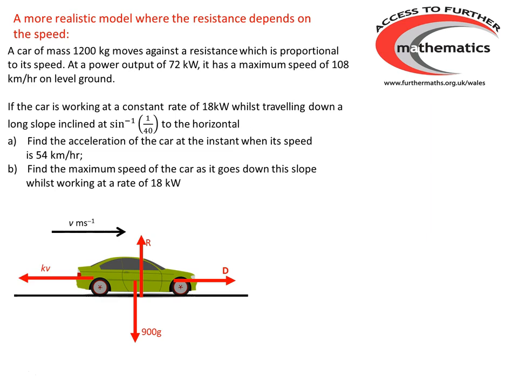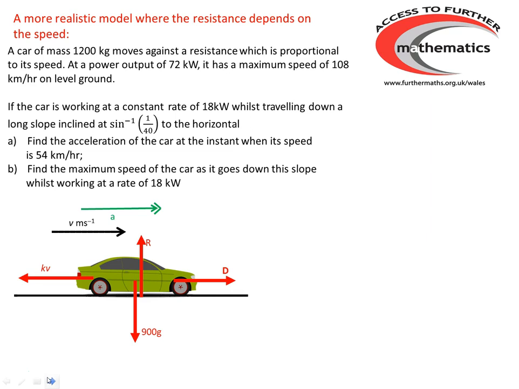Okay, so we've got the weight, we've got the normal reaction, we've got the driving force, and we've got the air resistance, which is proportional to speed. So the air resistance, or the resisting term, is k times v. We've got the speed of the car as v meters per second, and we've got the acceleration of the car, all shown on the diagram.